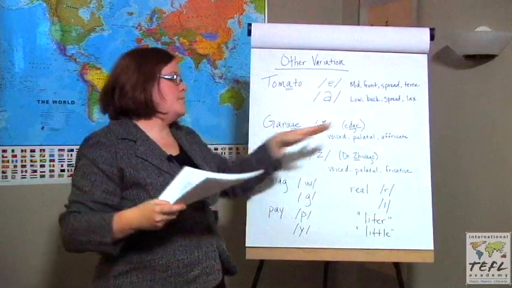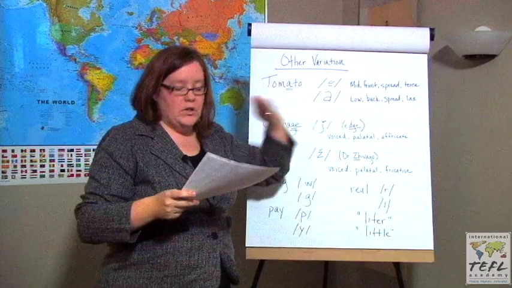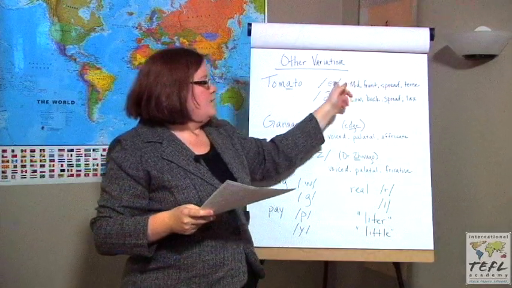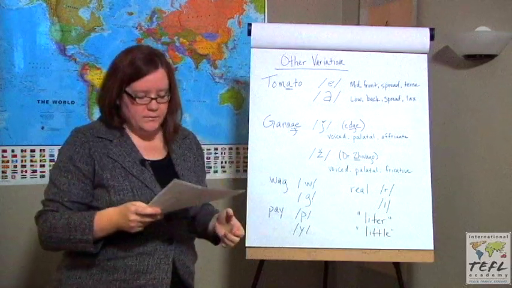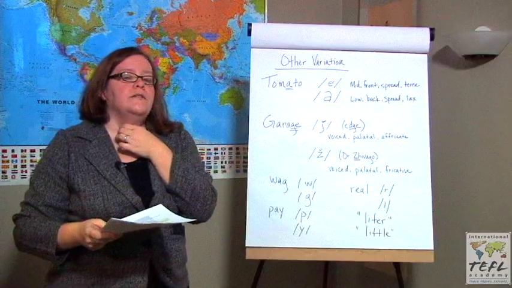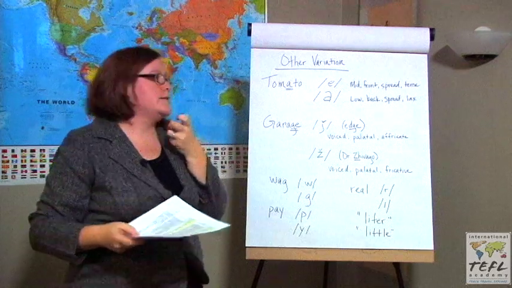It's more towards the back of your mouth. It's also back, so it's low and it's back, your tongue. Spread, again, just like the first one, your lips are spread, not rounded, but spread. And then finally, it is a lax vowel, meaning that your vocal muscles are relatively relaxed, unlike the first one where they were more tense.